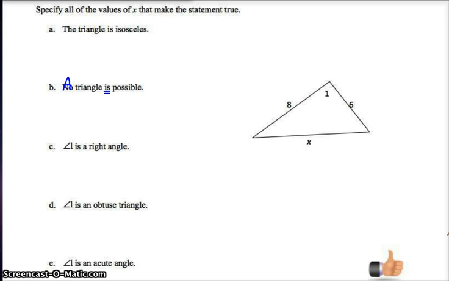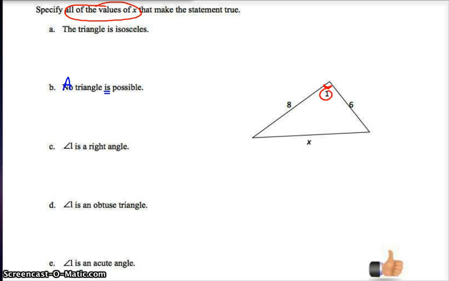Okay, and finally, specify all of the values of x that make this statement true. So here's a diagram over here, definitely not drawn to scale because we can adjust our values depending on what we get. So do not look at this and think, oh, it has to look like this. No, we're specifying all values of x, which means this diagram could change. Okay, so what do we know? We know one side length is 8. We know one side length is 1. This is referring to this angle right here. And we know one side length is equal to x.